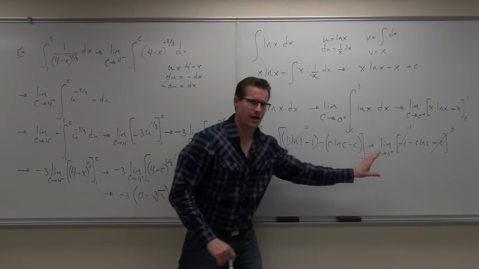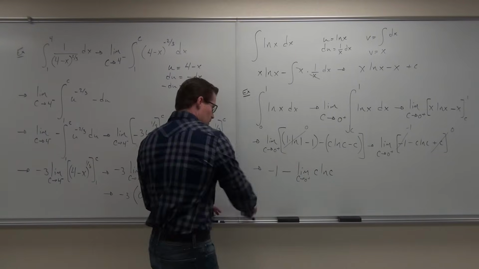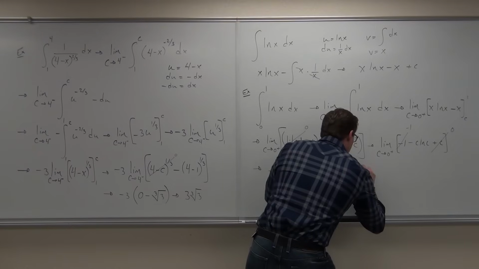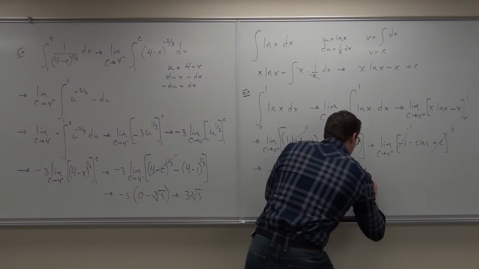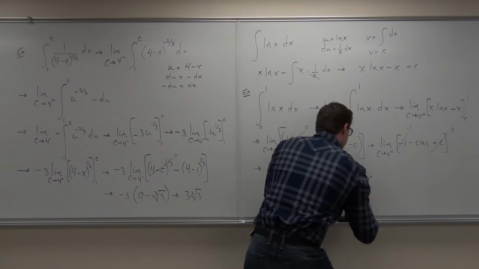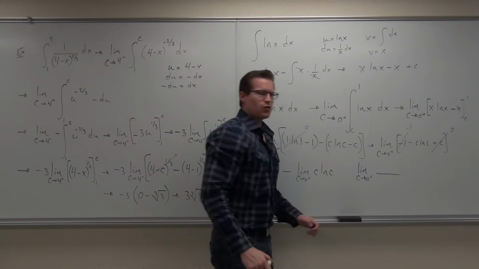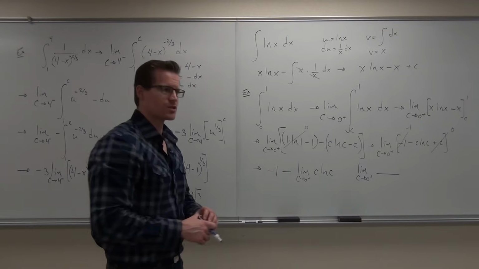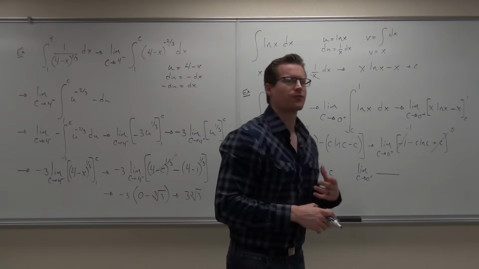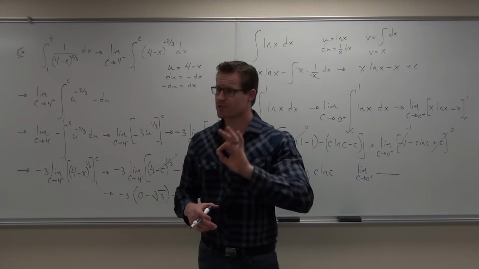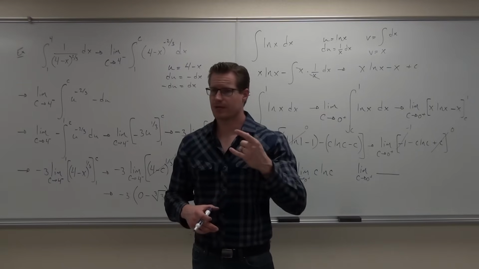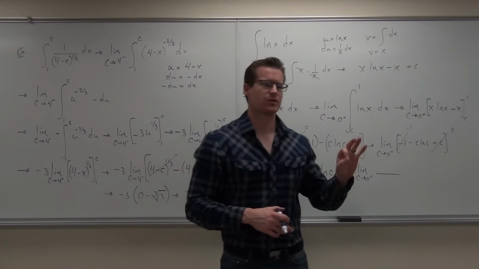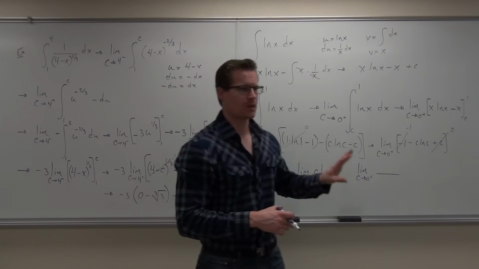I'm going to take it off to the side here real quick. Use a different color here. The limit as c approaches 0 from the right. If you remember anything about indeterminate forms, like 0 times infinity, or 0 to the whatever, we're trying to make a fraction out of it, of 0 over 0, or infinity over infinity. Explain to me why we're trying to make a fraction out of it. To do L'Hopital. Very good.